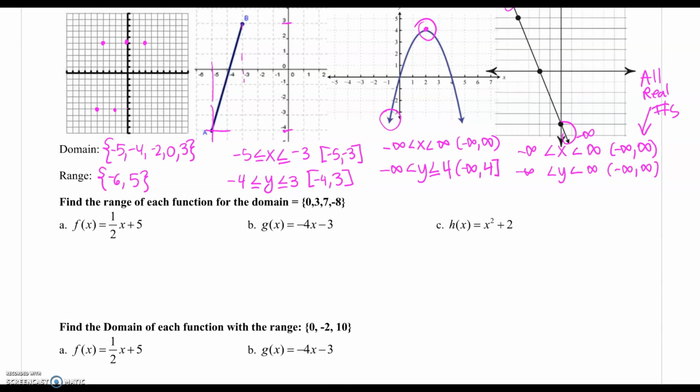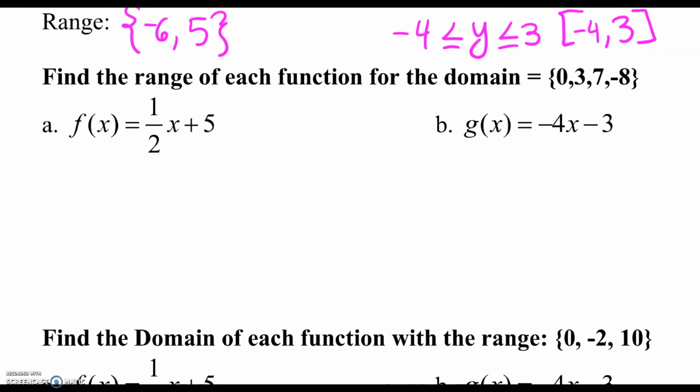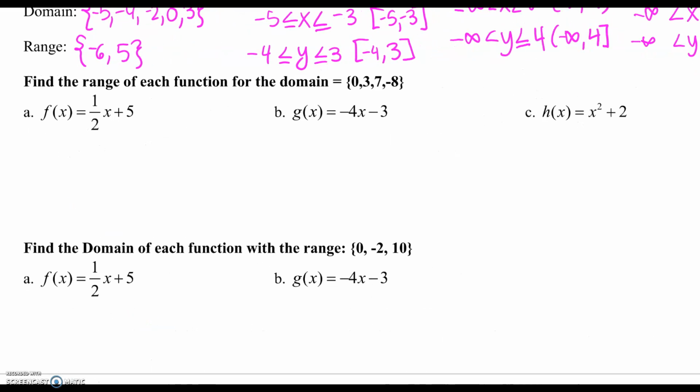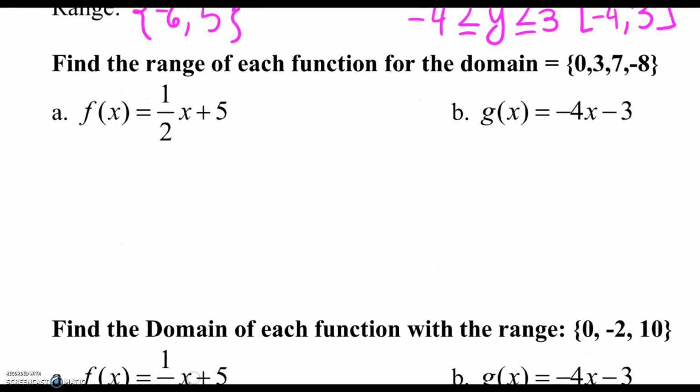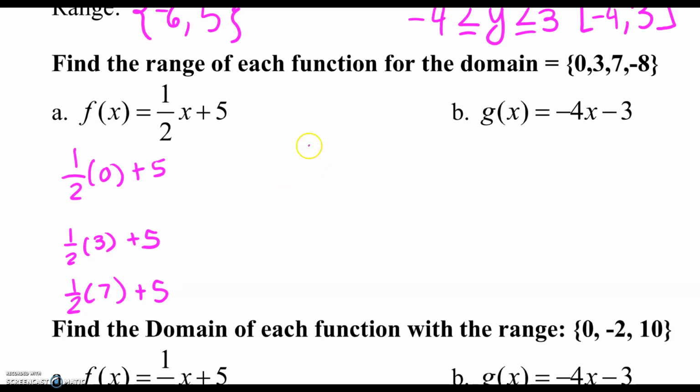Another way we might be asked to find the domain and range is if we're given values for x. And so remember, we plug those into f, g, and h as the x value. So I would do 1/2 times 0 plus 5. Then 1/2 times 3 plus 5. Then 1/2 times 7 plus 5. And 1/2 times -8 plus 5. So this is the work that I do, and I get out my ordered pairs.